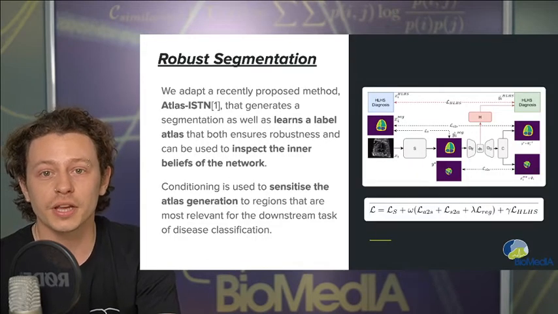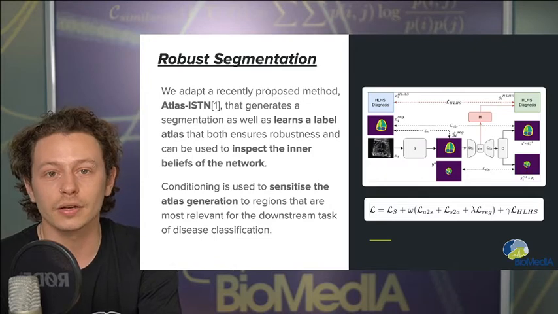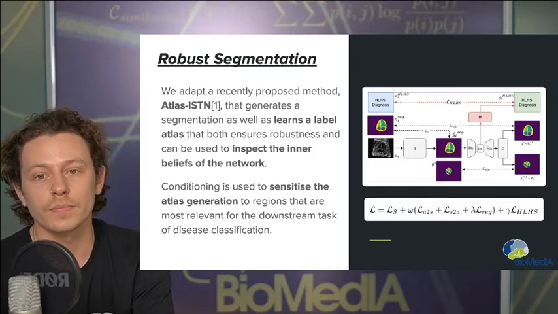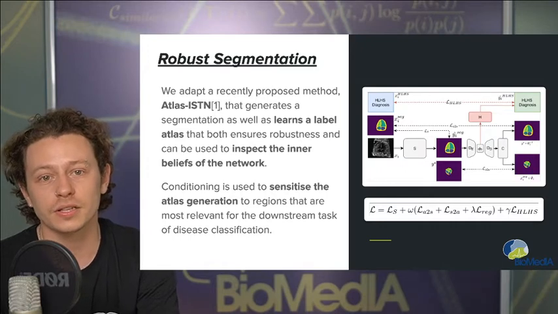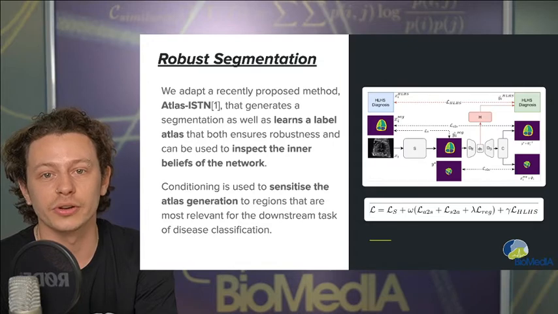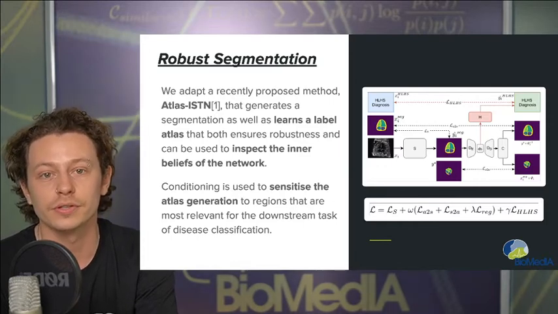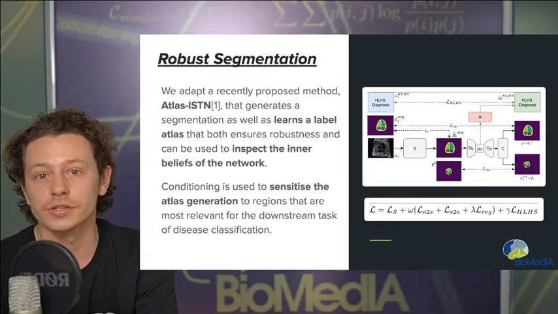For robust segmentation, we extend the recently proposed Atlas ISTN framework with an additional classification module and corresponding component in the loss function. To the best of our knowledge, we present for the first time a segmentation network that is able to jointly segment, register, and build a labelled atlas that focuses on relevant features to robustly diagnose HLHS for fetal four-chamber views and provide interpretable features known to sonographers.